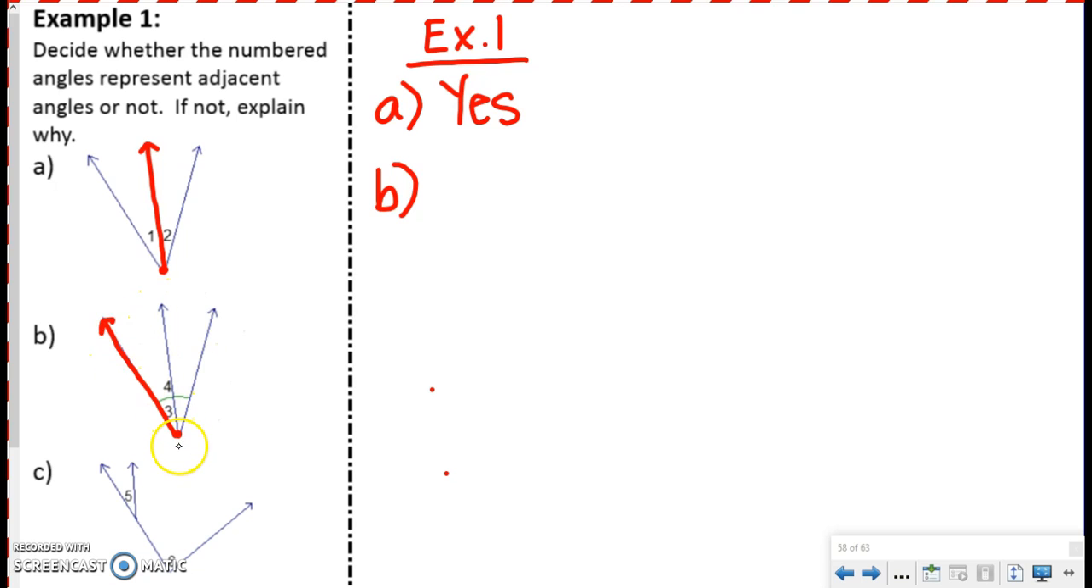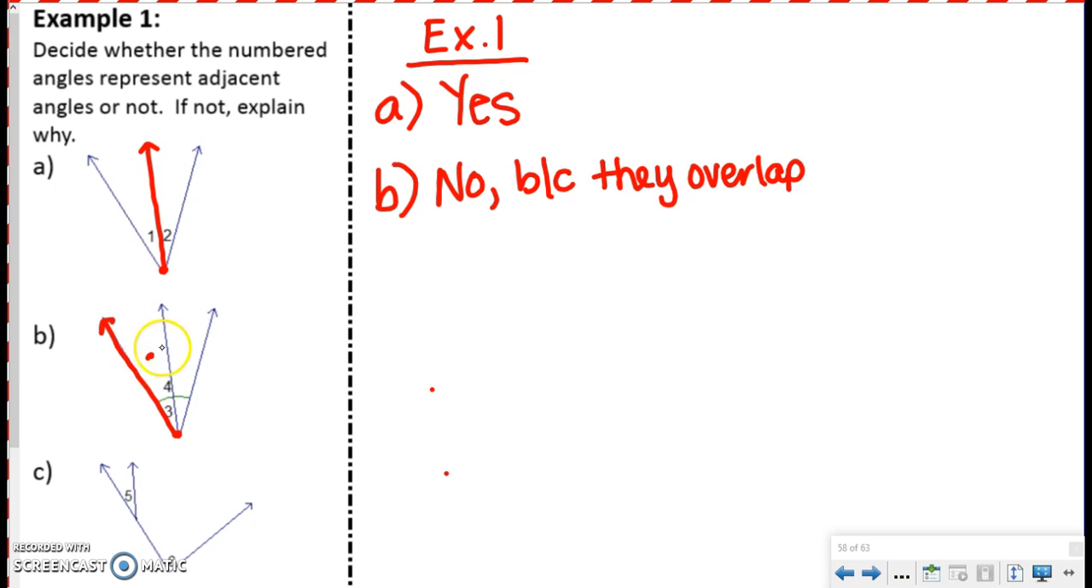So this is the side they share, but they overlap because angle 3 is inside angle 4. So then this is not a pair of adjacent angles because they overlap, which is that they can't share common interior points. So if I pick a point right here, that point is inside angle 4 and it's inside angle 3, and that can't happen. Okay, so that's the whole overlapping piece.